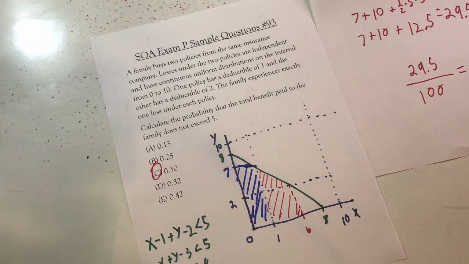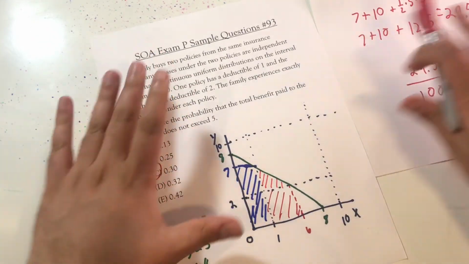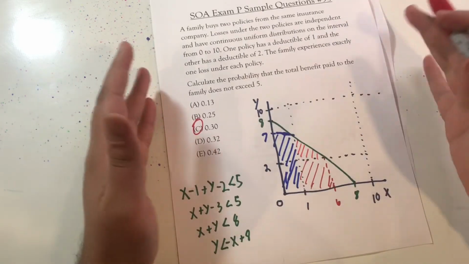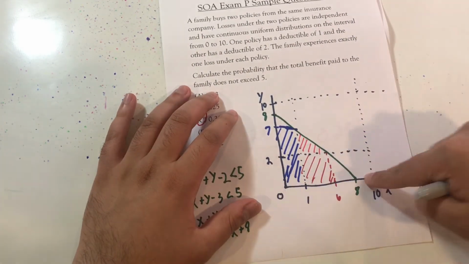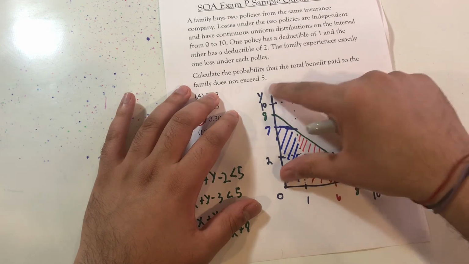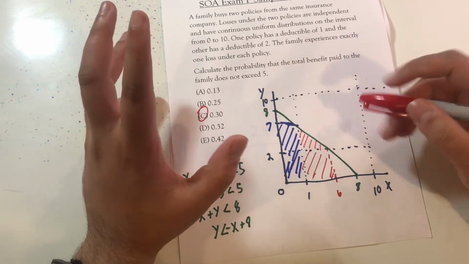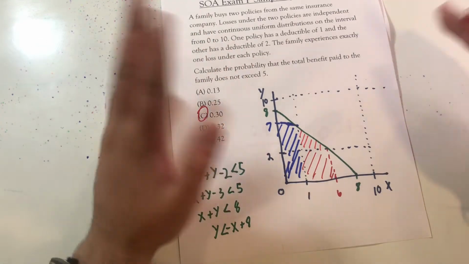All right, so main takeaways from this problem. When you have a joint uniform distribution and you're looking for probability, don't do any calculus, do geometry. You're going to want to make a diagram. First, figure out, okay, my first random variable goes from what to what, my second random variable goes from what to what. That's how you get these bounds here. And then start, based on the context of the problem, adding in your restrictions.